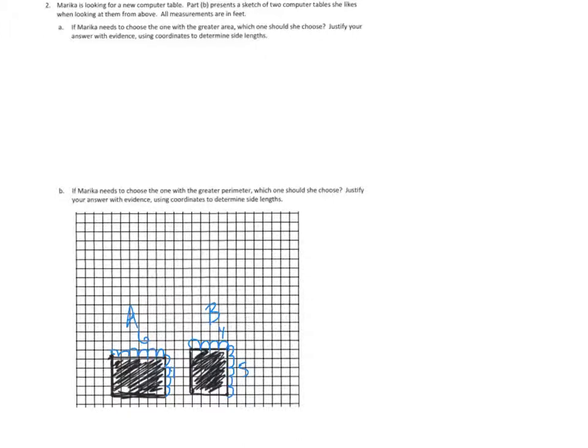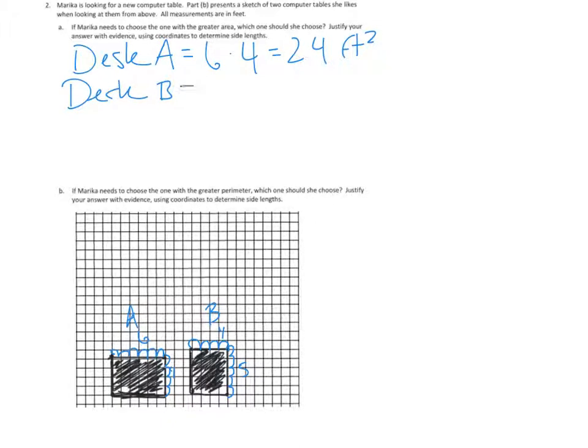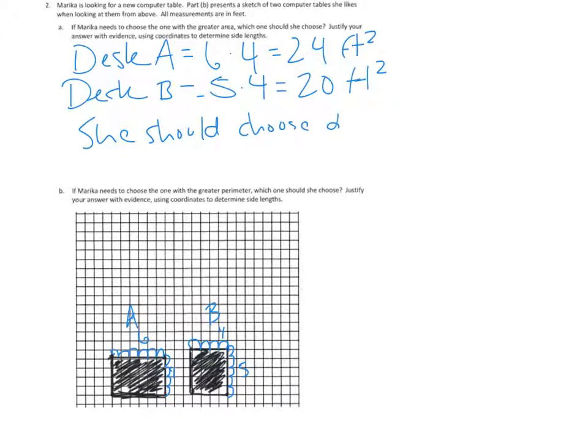So then we have the area of desk A is 6 times 4, which equals 24 feet squared. The area of desk B is 5 times 4, which equals 20 feet squared. Okay, so she should choose desk A.